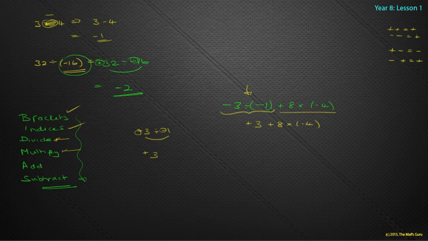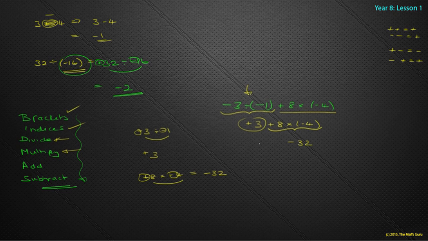So now we look and say, is there any multiplying here? Well, there is. There is this plus 8 multiplied by minus 4. I'm going to do that over here. Plus 8 multiplied by minus 4. Well, we know 8 times 4 is 32. And we have a positive and a negative becomes a negative. So there we go. I'm going to have that as minus 32 there.